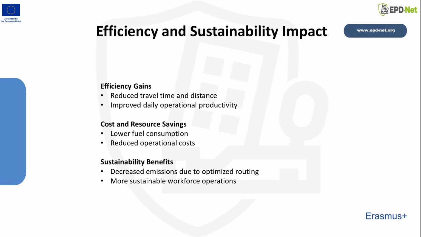Routing optimization has a direct impact on both operational efficiency and sustainability. By reducing unnecessary travel and improving visit sequencing, optimized workforce routing leads to shorter travel times and distances, which increases daily operational productivity. Cost and resource savings are another important outcome. Reduced travel distance leads to lower fuel consumption and operational costs. These savings can be significant, especially in large-scale or recurring field operations.